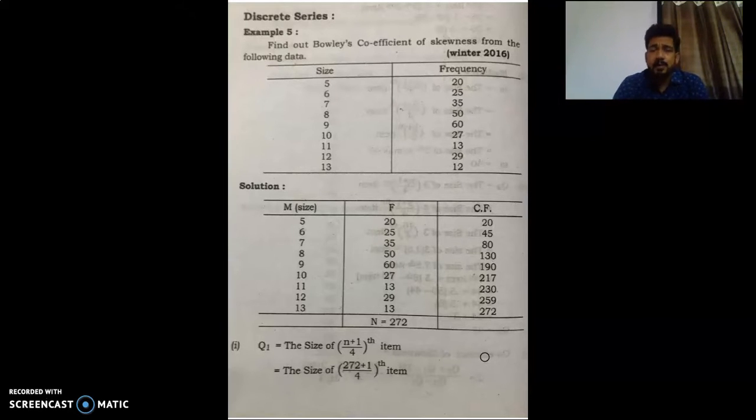First we will read the problem, then we will do the tabulation of what we need, because we need Q1, we need Q3, and we need the median. But this is a problem of discrete series, that's why we have to work accordingly as per the requirements of discrete series. Find out Bowley's coefficient of skewness from the following data. Size: 5, 6, 7, 8, 9, 10, 11, 12, 13. The respective frequencies are given here: 20, 25, 35, 50, 60, 27, 13, 29, 12.